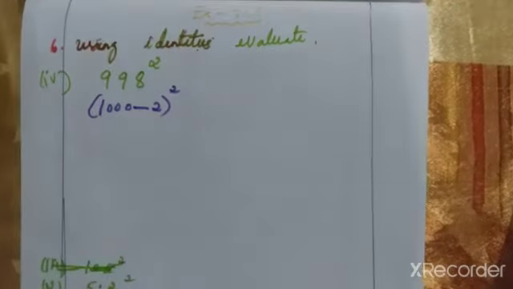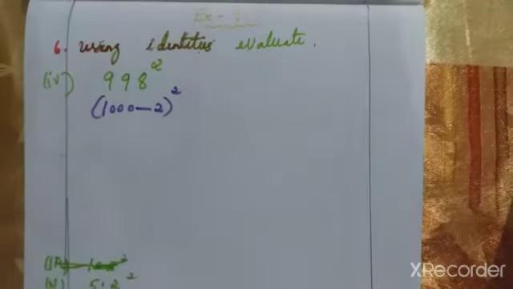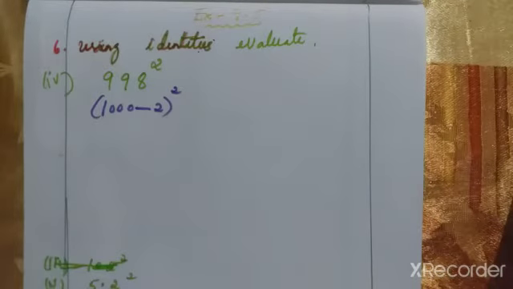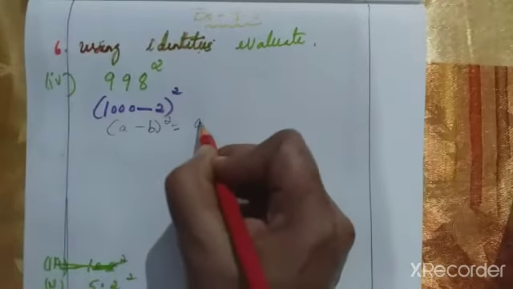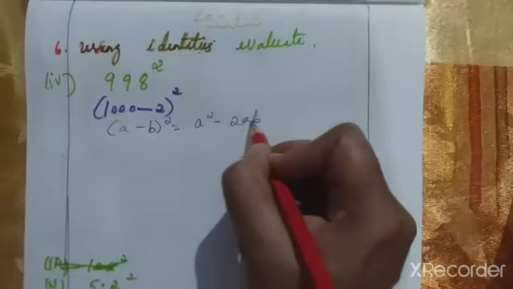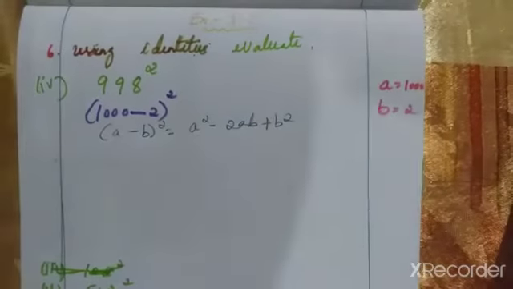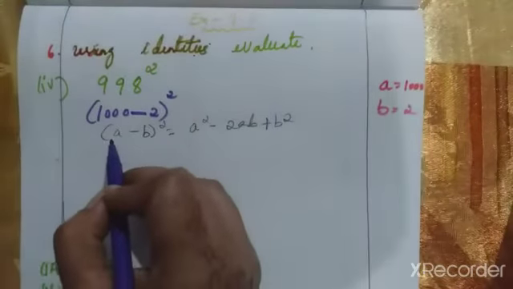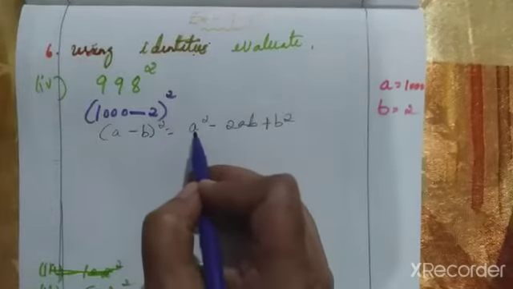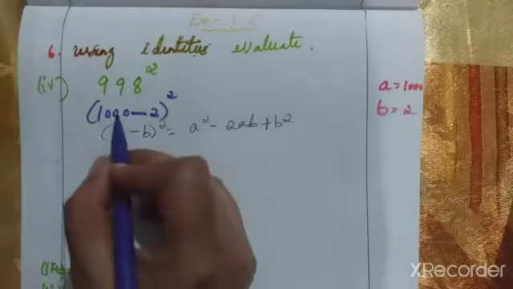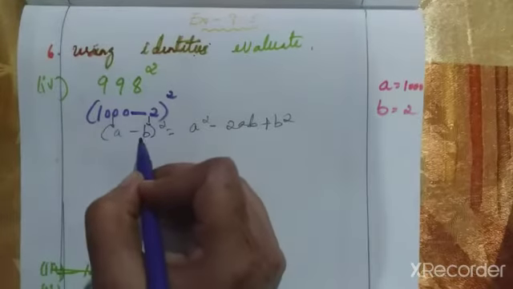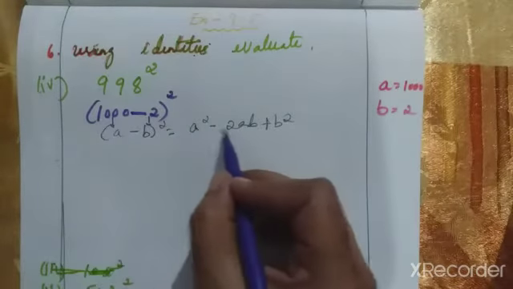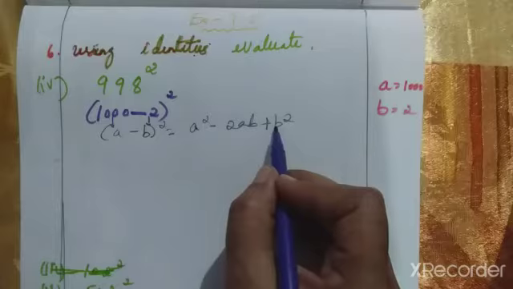So which formula can we try here? Your formula is a minus b whole square equal a square minus 2ab plus b square. Identity is a minus b whole square equal a square minus 2ab plus b square. So here we are using the a minus b whole square identity. So a value is 1000 and b value is 2. In the place of a we have to write 1000. In the place of b we have to write 2.